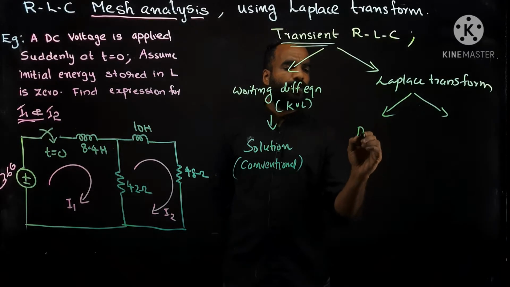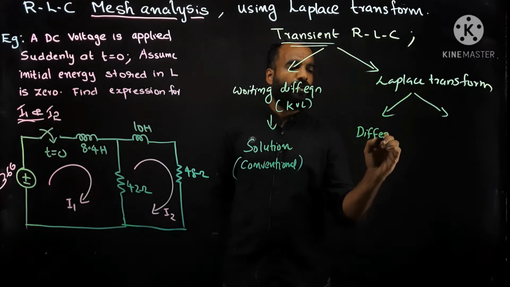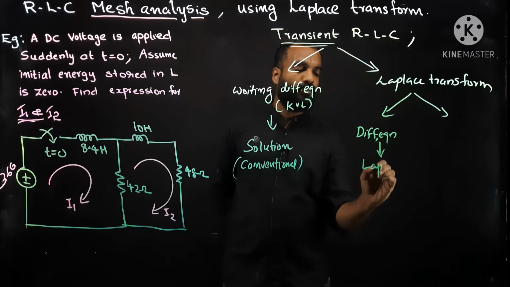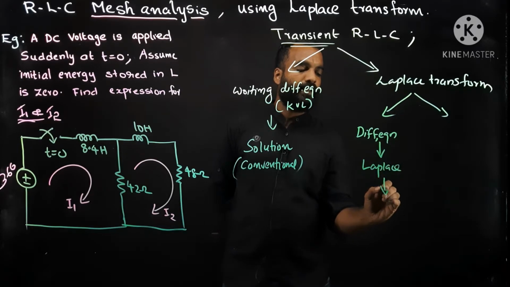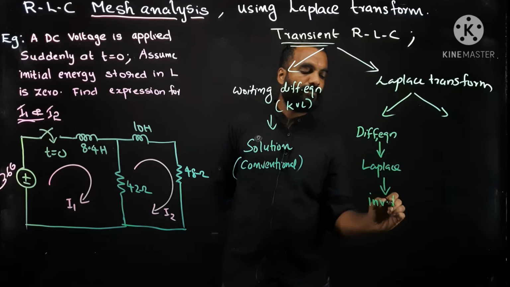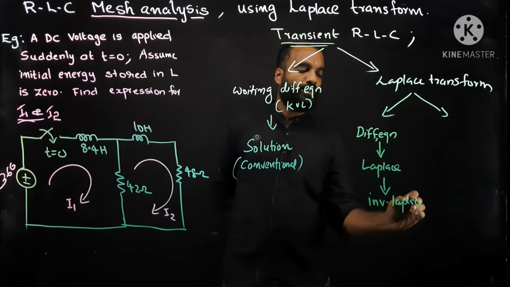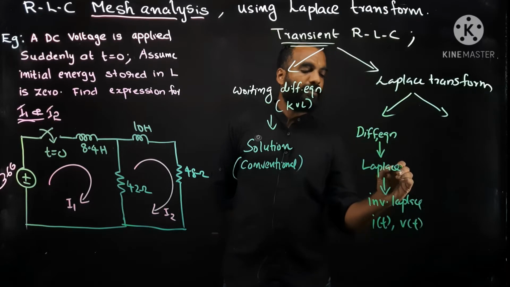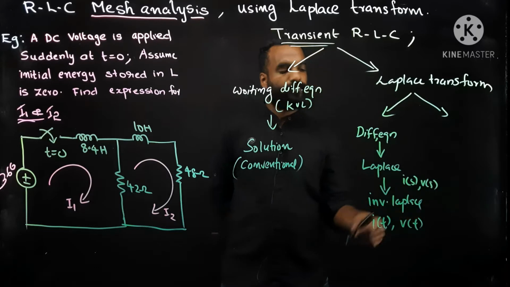In one method, you have to write the differential equation, then convert it to Laplace transform, and then take the inverse Laplace so that you will get I of t or V of t. In this step, you will get I of s or V of s.